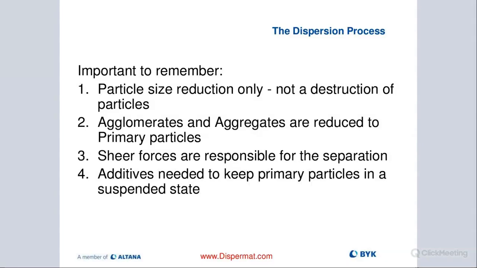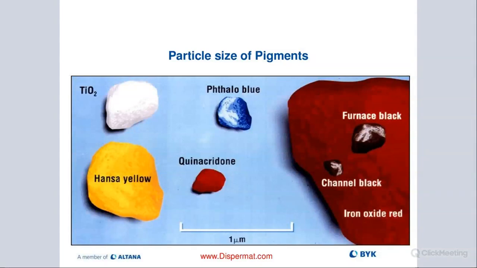And then, of course, selecting the right additives is critical, so that we keep these particles in a suspended state and they don't flocculate back together. So that's also very important. Just a quick slide showing you the different types of pigments, with some of them, what they look like under a microscope.